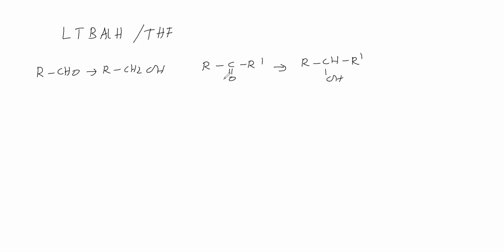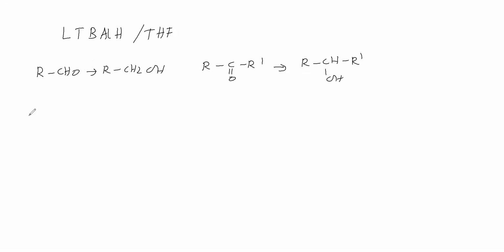This C=O group is a ketone. Aldehyde is CHO. Aldehyde is converting into primary alcohol. Ketone, C=O, is converting into secondary alcohol with this reducing agent.